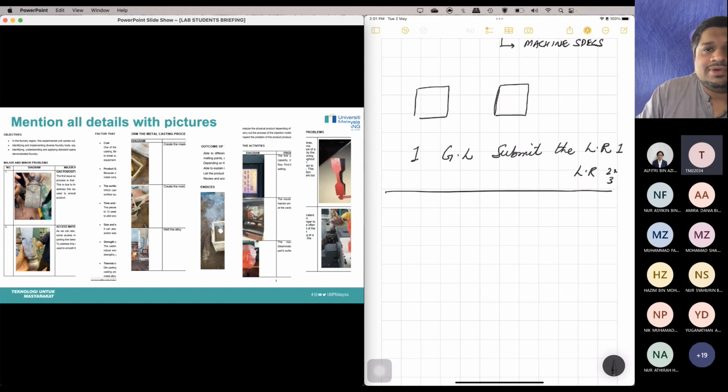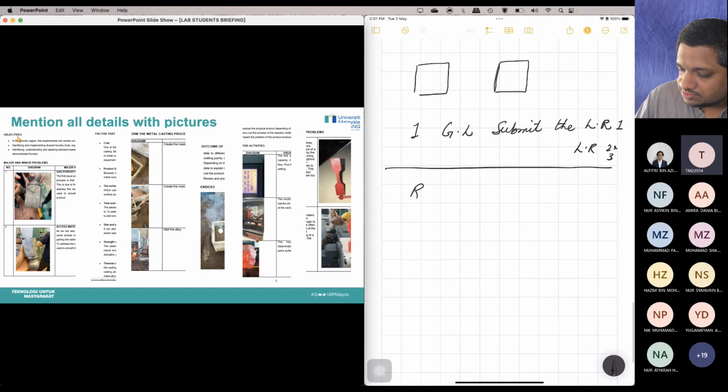Here is an example of what I told you about the rubrics. You can see the student has mentioned the objectives. In the rubrics, objectives have been mentioned. Number two, you can see the problems.